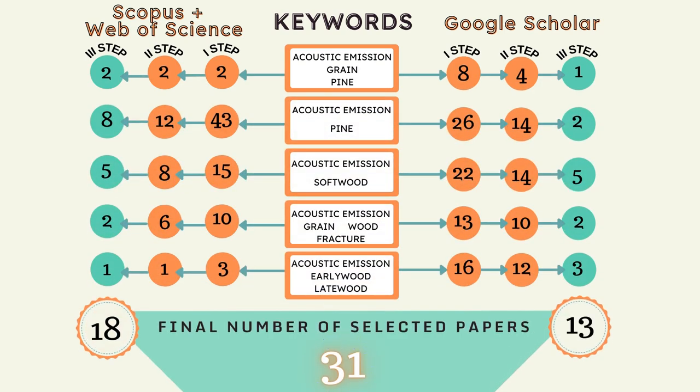Here, in the central column, there are the five combinations of keywords used in the query search approach. Due to the complete overlapping of the results obtained by Web of Science and Scopus, these are hereinafter named only as Scopus. Each combination gave a different number of results according to the three different steps already described in the previous slide. The final number of documents obtained by means of this research is 18 documents from Scopus and 13 documents from Google Scholar, for a total of 31 documents, most of which are articles from peer-reviewed journals.